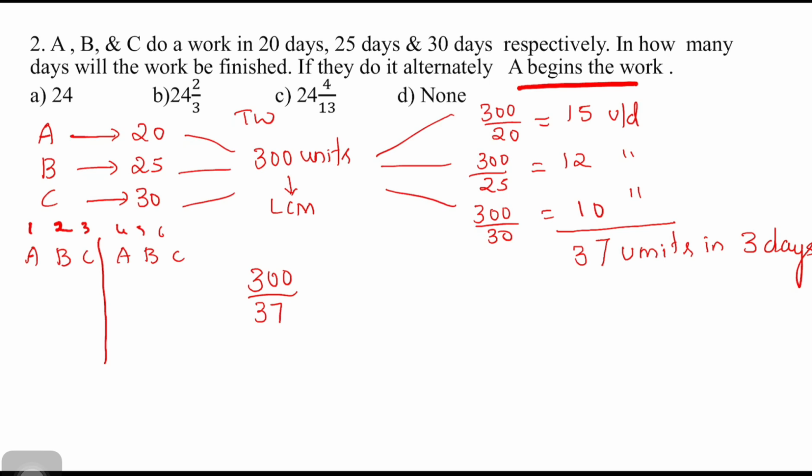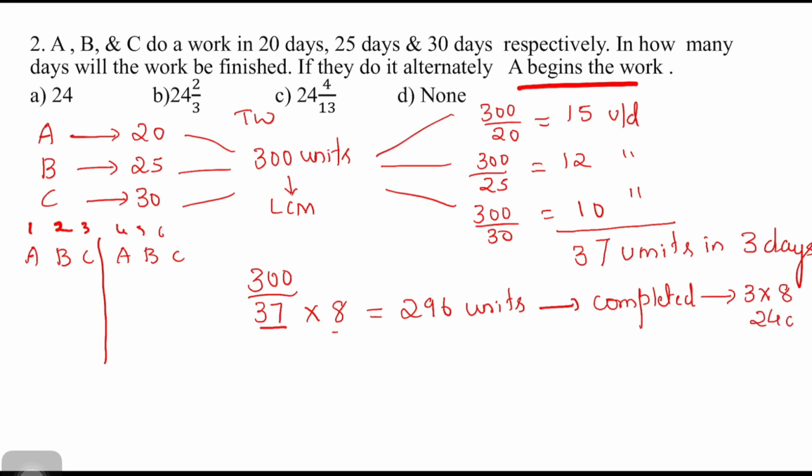You cannot divide it completely, but 37 into 8 is 296 units. So 296 units is completed. In how many days? 3 into 8, because you have multiplied units with 8, so days also with 8. So 3 into 8 is 24 days. So in 24 days, 296 units is completed.